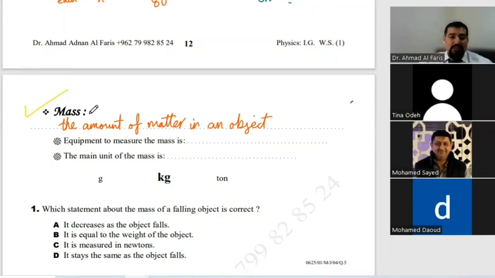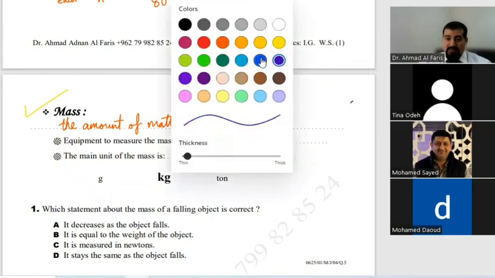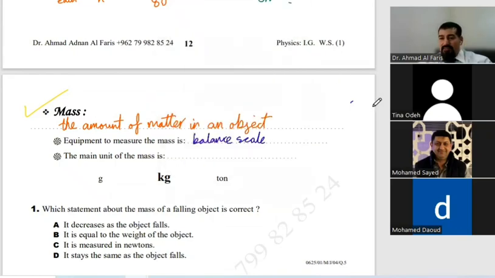Okay, so we have equipment to measure the mass. Who can tell me the equipment? Yes, pan balance or top pan balance or 2-pan balance or balance scale. Don't say balance. Balance by itself is not a correct answer. Scale by itself is not a correct answer. Balance scale. Sometimes the mark scheme accepts balance or scale, they take it easy, but sometimes they don't. So you have to be careful.